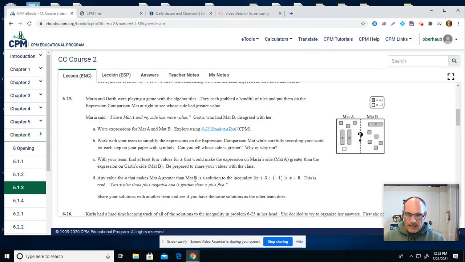What else do I need? Any value for x that makes A greater than B is a solution for this. So this is what we started with. This is to read 2x plus 3 plus negative 1 is greater than x plus 5. Share your solutions with another team to see if they have the same solutions. So you're not going to share them with another team because you're at home. That's going to be tough to do.